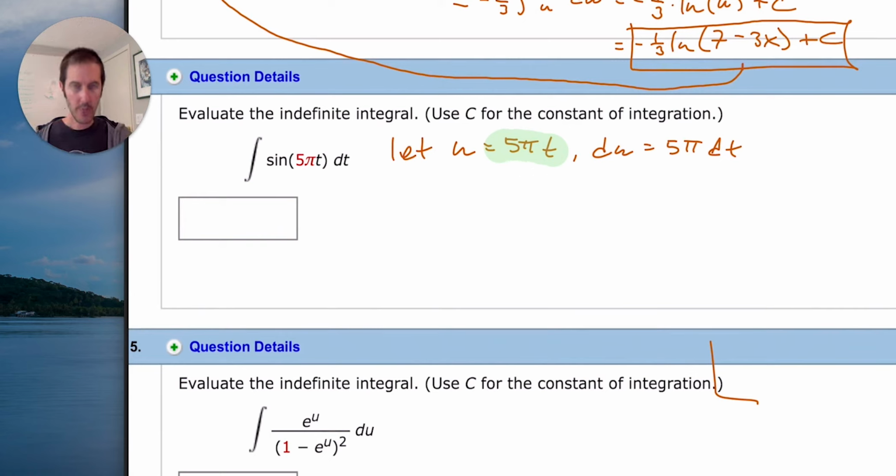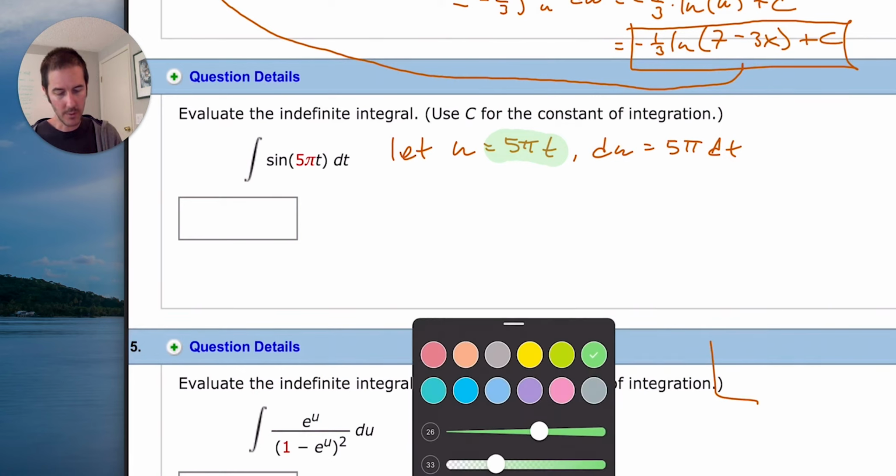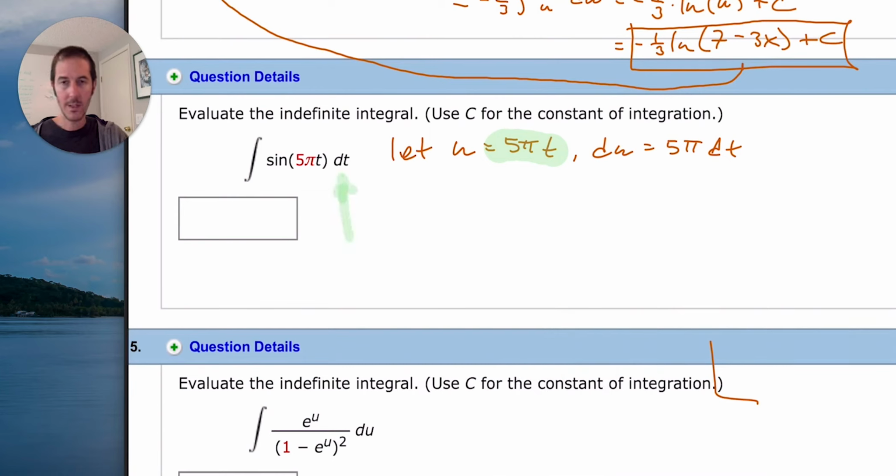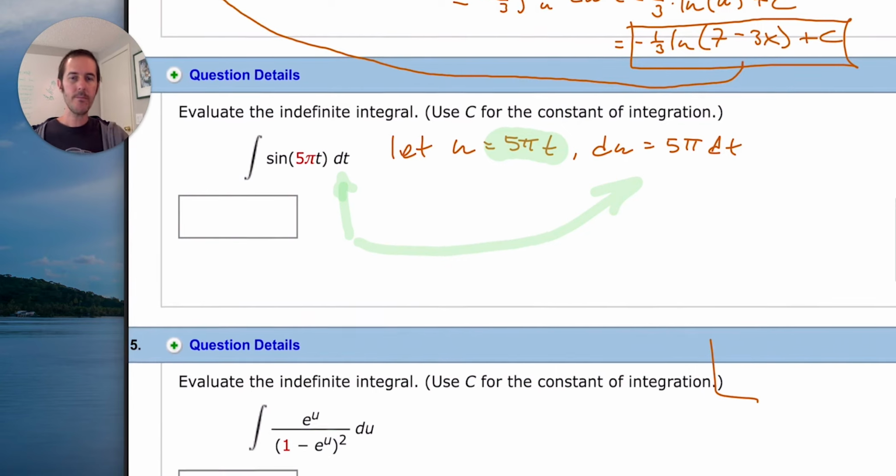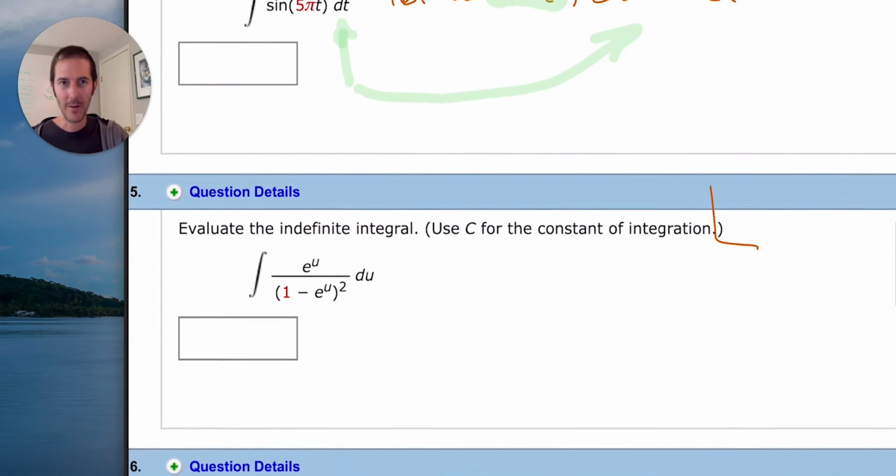In the original integrand, do you see a 5 pi dt? I don't. Not outside the sine function, I don't. The only thing I see outside the sine function is a dt. So you better take this equation over here and solve it for dt so that you have the second half of your substitution prepared. And then I'm going to let you take over from there.